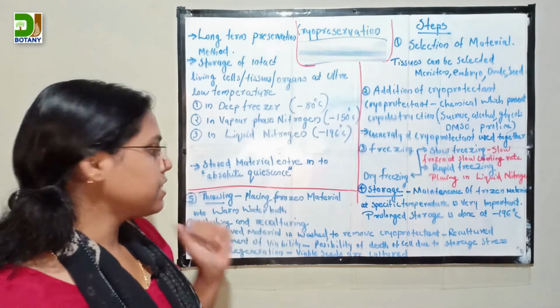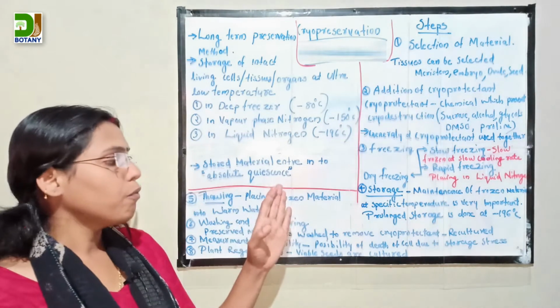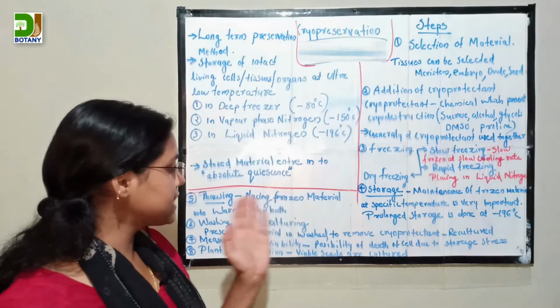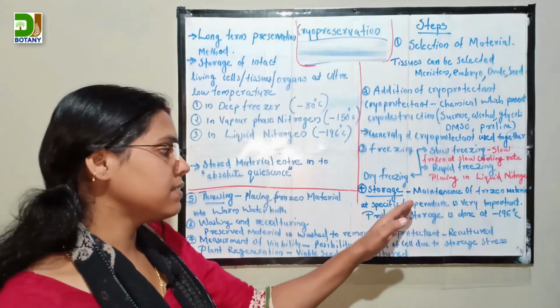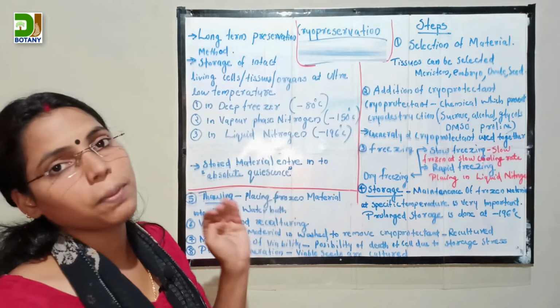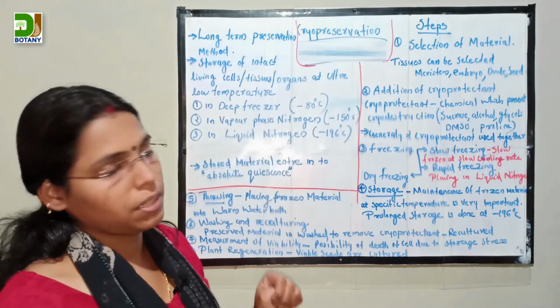So the fifth step is thawing. Thawing means the frozen material is placed into a warm water bath. So the frozen material is then placed into a warm temperature.